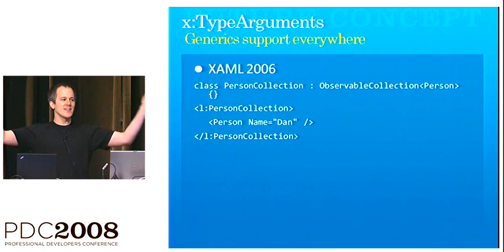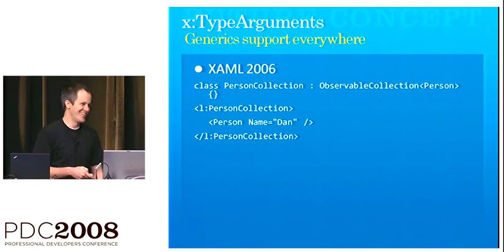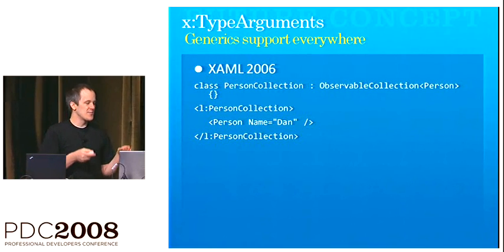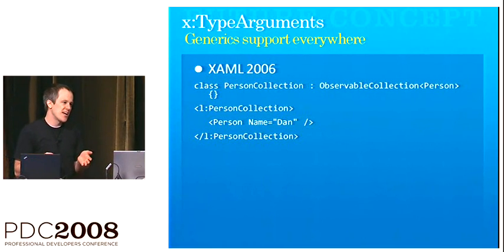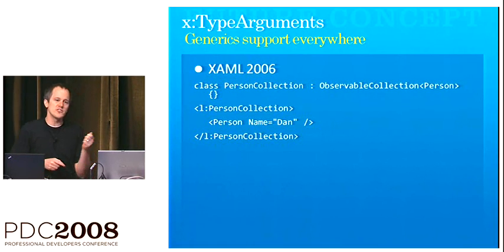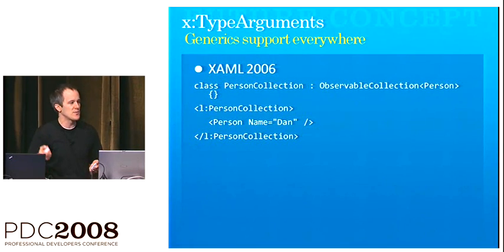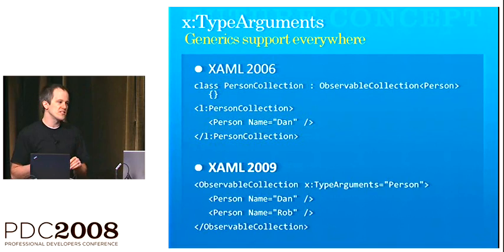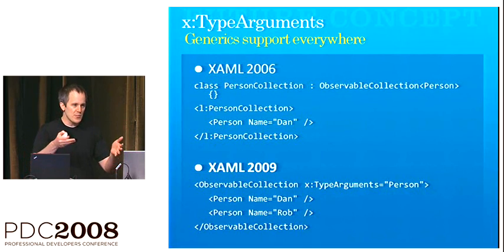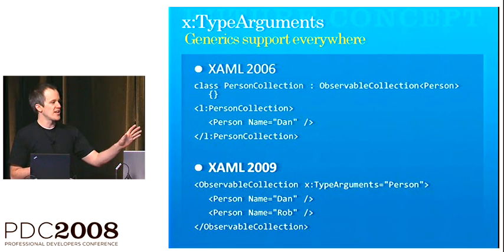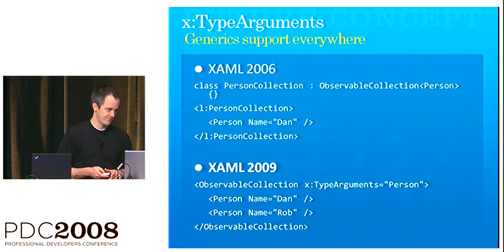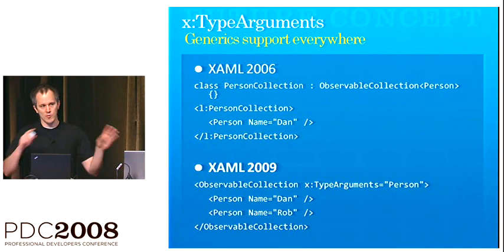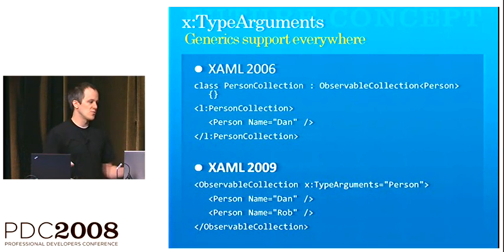We will support generics everywhere. If you wanted to write an observable collection of persons, say, in XAML today, the only way to do that, really, was to create a new type, like a PersonCollection, that derives from ObservableCollection of Person, and then use that derived type in XAML. New in XAML 2009, you can use the existing x:TypeArguments directive to represent generic types directly in XAML. Here I'm representing an observable collection of Person right in XAML. No markup compilation needed. Multiple generic parameters, no problem. Nested generic parameters, also no problem.